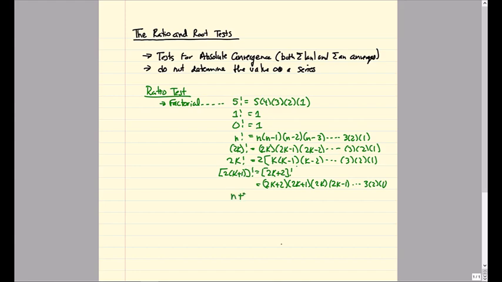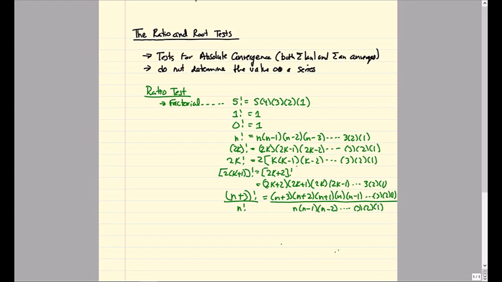Another neat thing about factorials are they cancel, and we're going to be using this property a lot. N plus 3 factorial is n plus 3 times n plus 2 times n plus 1 times n times n minus 1 down to 3 times 2 times 1. N factorial that's in the denominator right here, that's going to be n times n minus 1 times n minus 2, all the way down to 3 times 2 times 1.